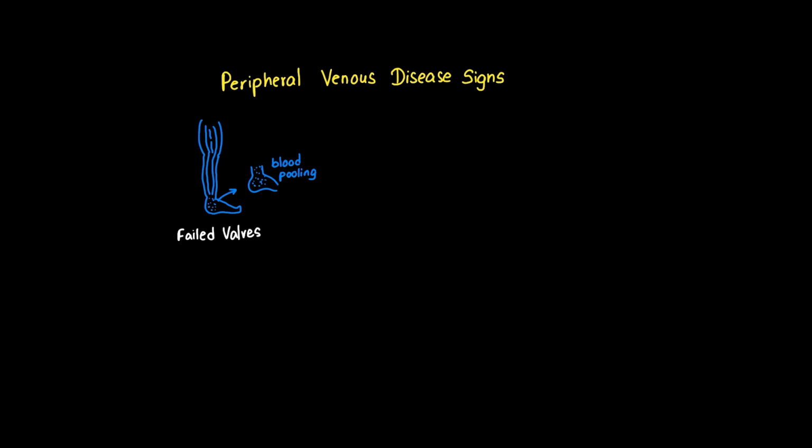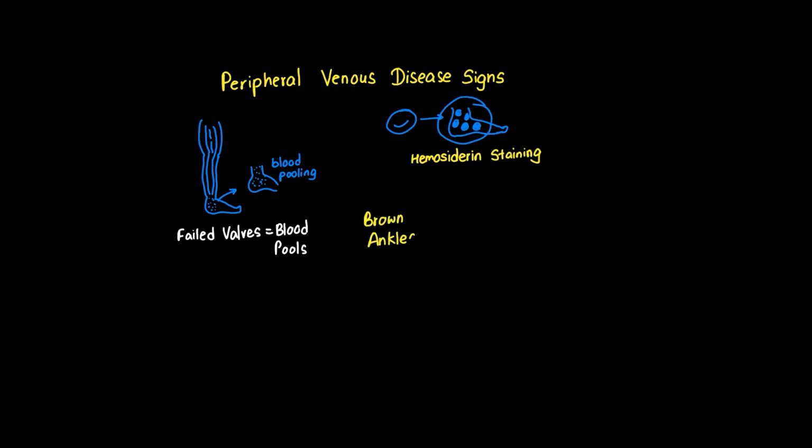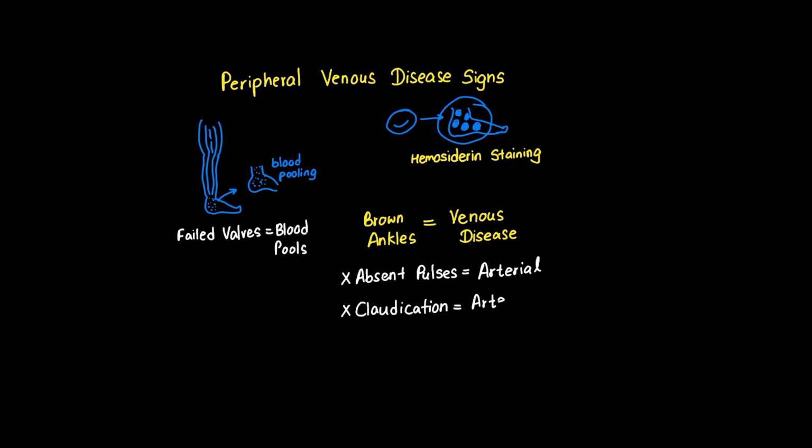Understanding peripheral venous disease requires recognizing how chronic venous pooling creates distinctive skin changes. In venous disease, valves in leg veins fail, allowing blood to pool instead of returning to the heart. This pooled blood contains red blood cells that eventually break down, releasing hemoglobin. The hemoglobin degrades into hemosiderin, an iron-containing pigment that permanently stains the skin brown, especially around the ankles. This is pathognomonic for venous disease. In contrast, arterial disease shows absent pulses because arteries are blocked. Intermittent claudication, that sharp calf pain with walking, indicates arterial insufficiency.